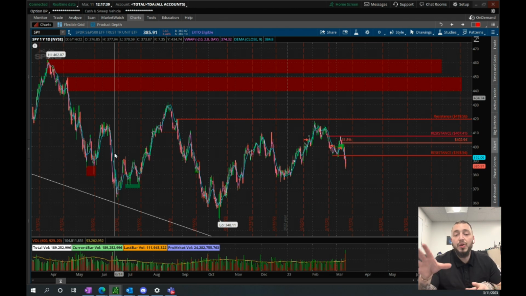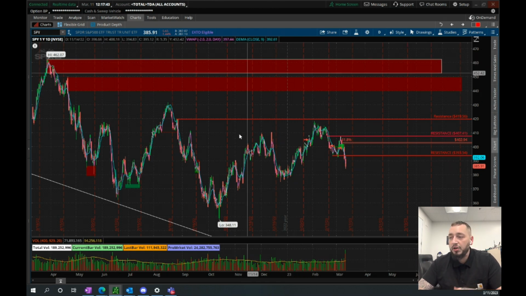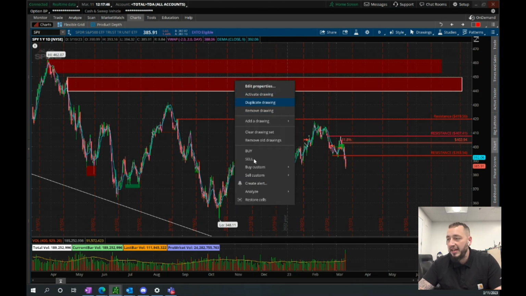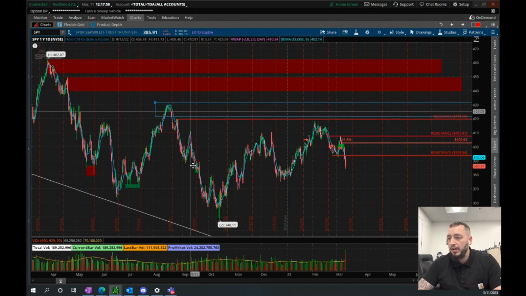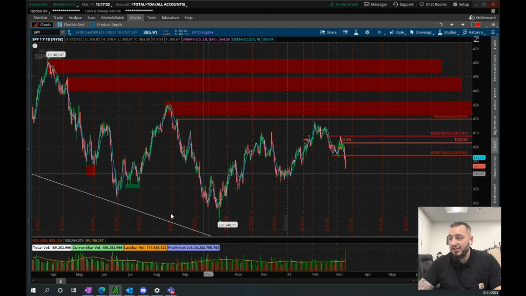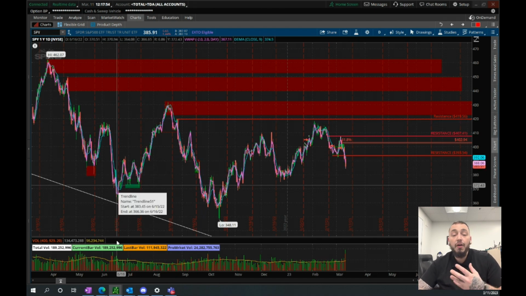Every single day, especially when I'm identifying the context of the market and the pre-market plan, this is what I'll do. I'll start on a larger time frame and work my way down. You can see here, what I'm doing is duplicating the drawing and moving it over, and finding these zones or areas of value.